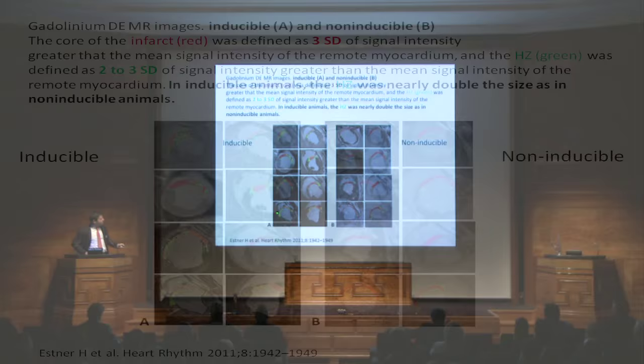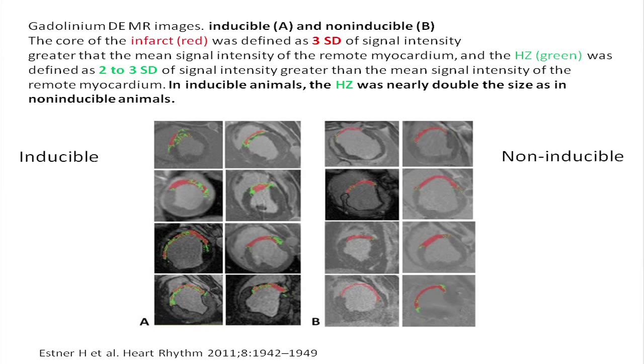Here it's some green, some red. Green here is two to three standard deviations signal intensity gadolinium enhancement from normal, and red is three standard deviations away. So red is the dense bit of scar. So the more dense scar there is, the less likely you are to get VT. So they have the same volume of scar, if you look at it, but one of them has unfinished business, which is this guy with green.